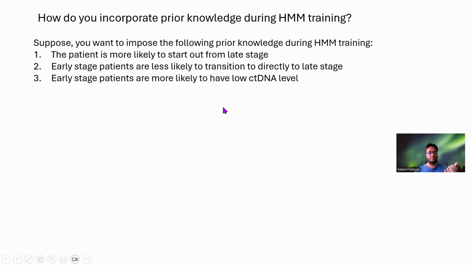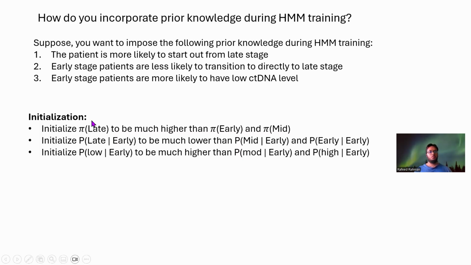So first of all, the change in initialization. Obviously, late stage cancer is more likely to begin with. So pi late should be much higher than pi early and pi mid during initialization. And also, for the second condition, the probability of transitioning to a later stage from early stage should be much lower than early to mid and early to early in your initialization. And finally, the probability of seeing a low tumor level at early stage should be much higher than the other two cases. So during initialization, instead of initializing everything randomly, you can actually initialize them in this way so that you already bias the model towards some assumptions.